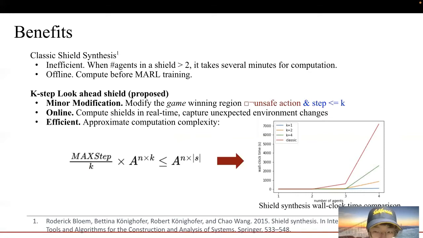The classic shard synthesis method is an offline algorithm. It does the computation before the multi-agent reinforcement learning process, enumerating all possible states and actions that the agents may observe, which takes a very long time. For our shard synthesis method, we only look at the next k steps, and after k steps, we recompute the shards, so it can highly decrease the computation complexity, and also because it's an online algorithm, it can capture unexpected environment changes. This figure shows the wall-clock time for shard synthesis compared to this red line, which is the classic method. Our method takes way less time.